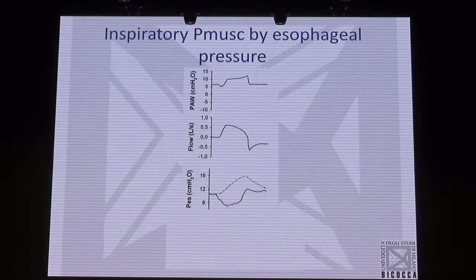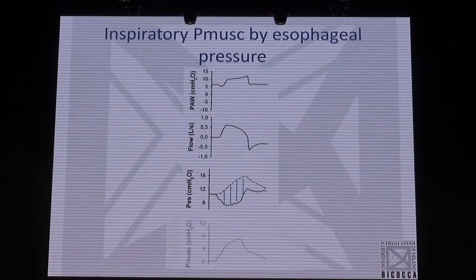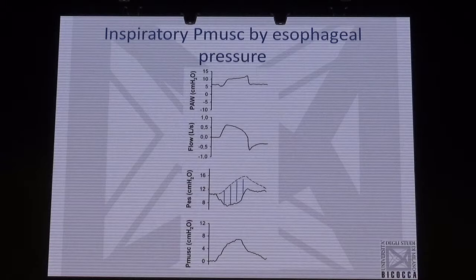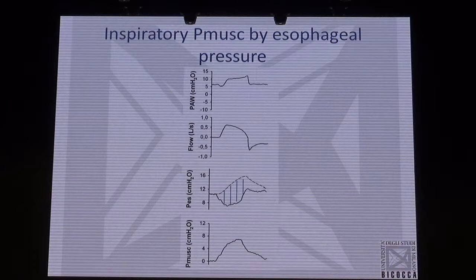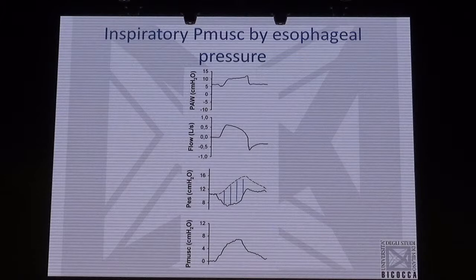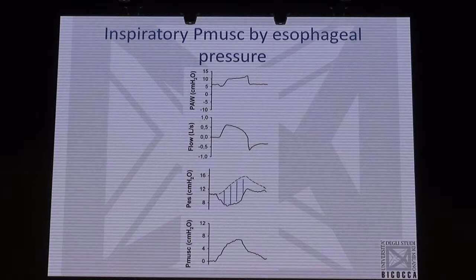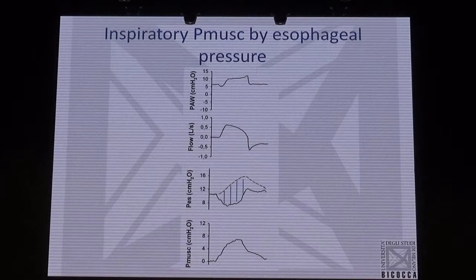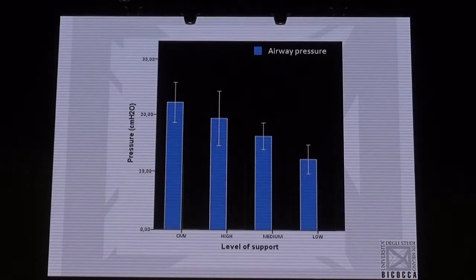So esophageal pressure is important because it gives us a precise measurement of how much pressure the patient is generating and putting into the respiratory effort. The way we measure muscle pressure, Pmus, is the difference between the esophageal pressure drop and the theoretical elastic recoil curve of the chest wall. So it's doable, but at the bedside it can be tricky.